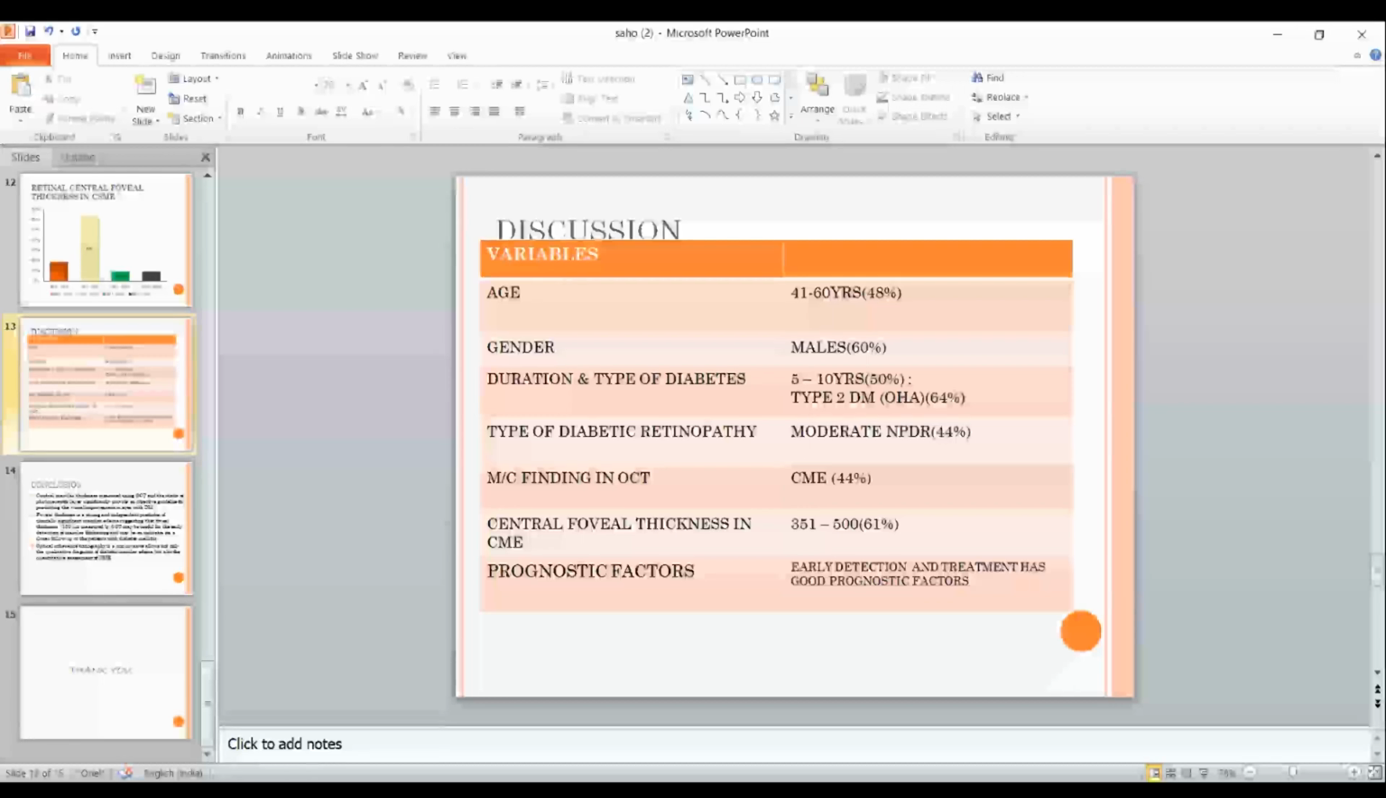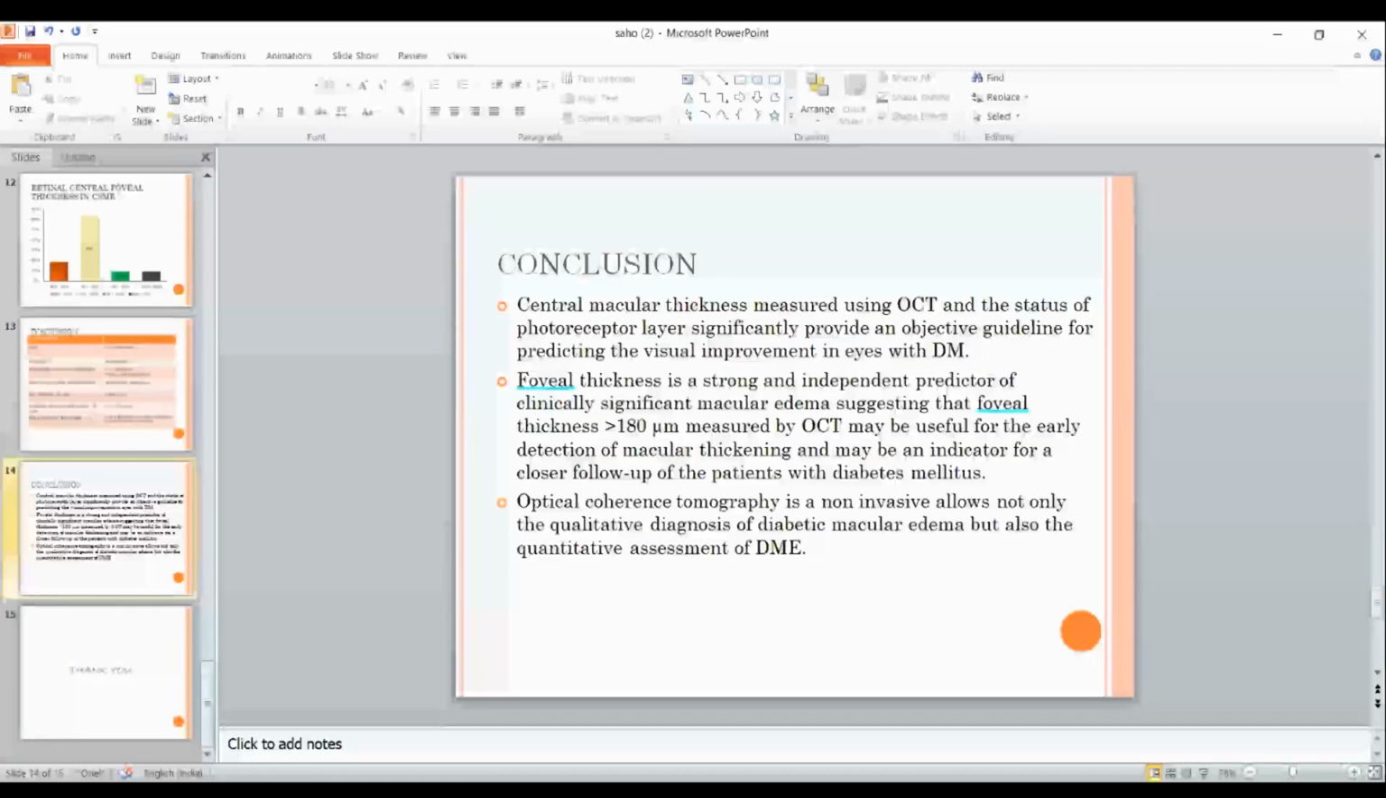Prognostic factors: early detection of the central foveal thickness could be helpful for regular follow-up and planning of treatment of the patient, which would provide the patient with good treatment by us. Conclusion: the central macular thickness was measured using OCT, and the status of the photoreceptor layer significantly provided an objective guideline for predicting the visual improvement in eyes with diabetic retinopathy. The foveal thickness is a strong independent predictor for clinically significant macular edema.